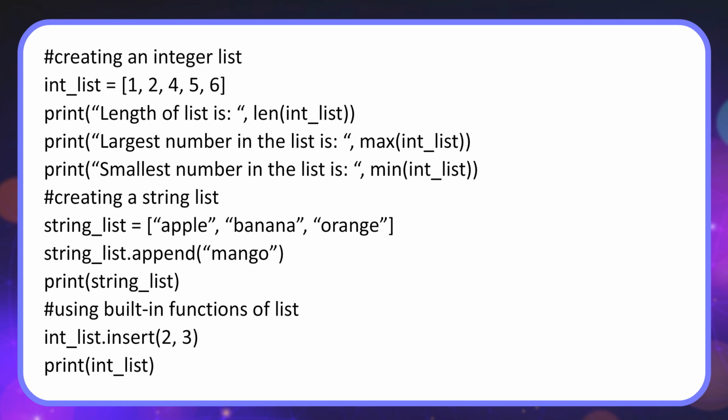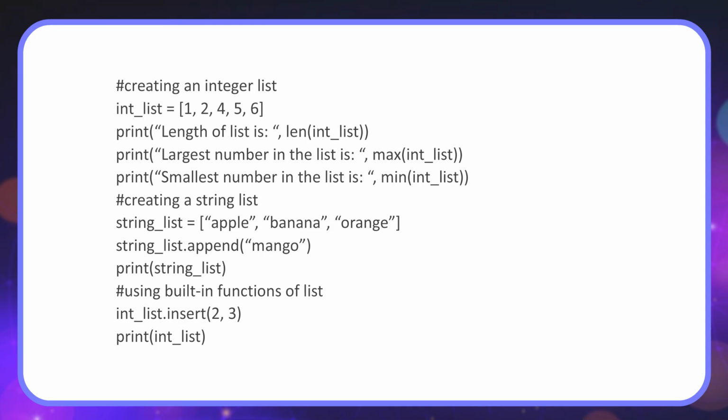# Creating a string list. string_list = ['apple', 'banana', 'orange']. string_list.append('mango'). print(string_list). # Using built-in functions of list. int_list.insert(2, 3). print(int_list).